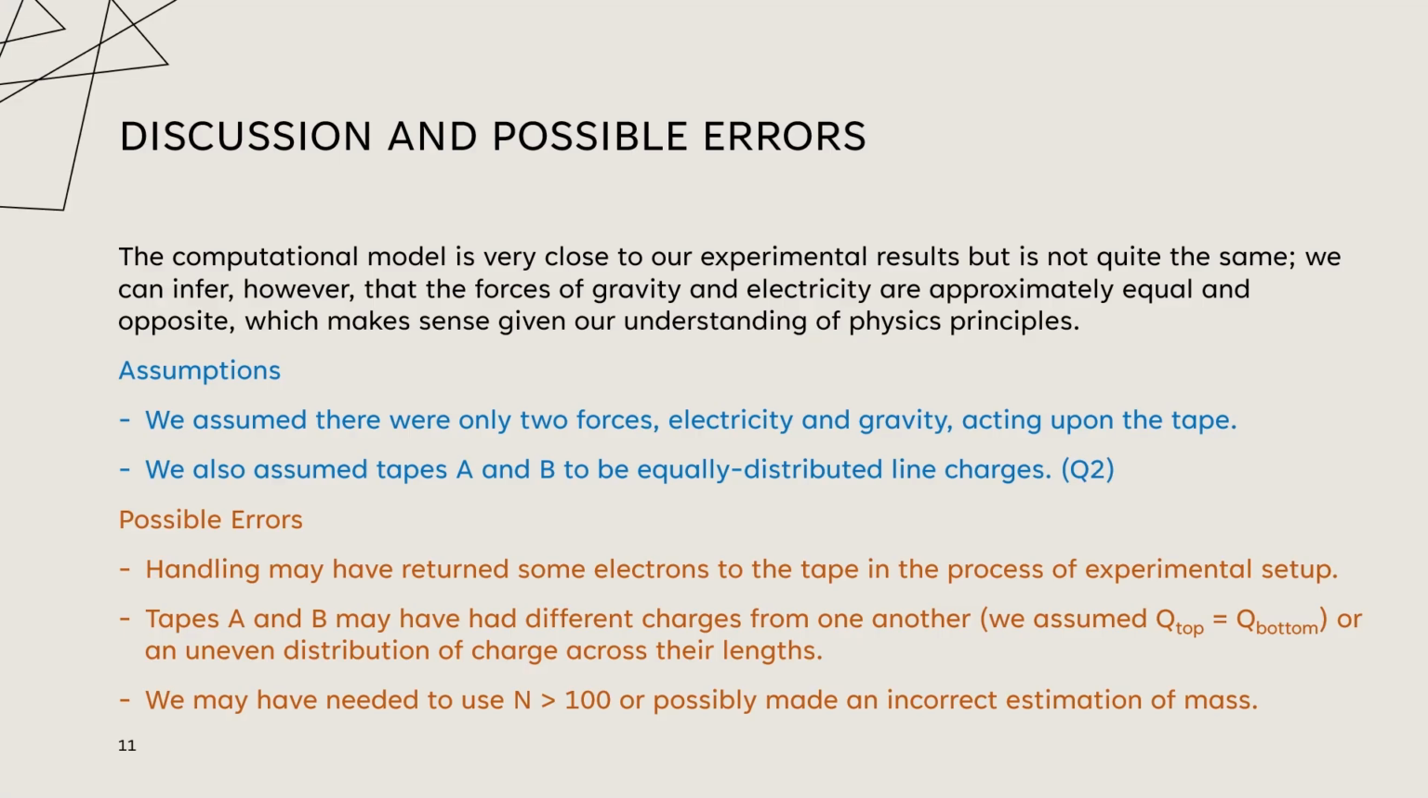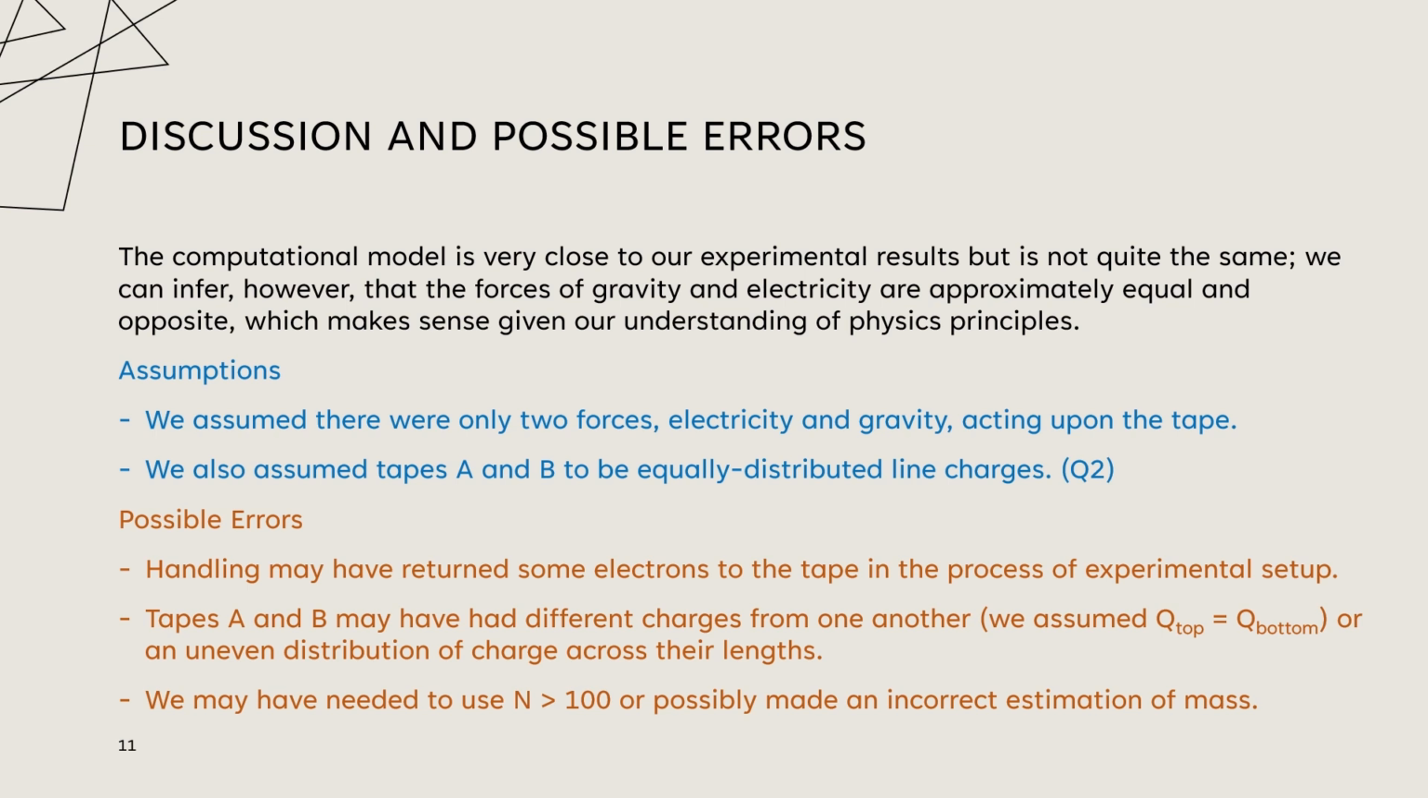The computational model is very close to our experimental results, but not quite the same. We can infer, however, that the forces of gravity and electricity are approximately equal and opposite, which makes sense given our understanding of physics principles. So the computational model wasn't perfect. You can see the magnitude of electric force of 7.187 times 10 to the negative 5, whereas gravitational force of 7.75 times 10 to the negative 5. But that's a 0.6 difference. Those are the same order of magnitude, so they can be estimated to be roughly the same, although I'm sure we could iron out some details if we were to do this lab again.